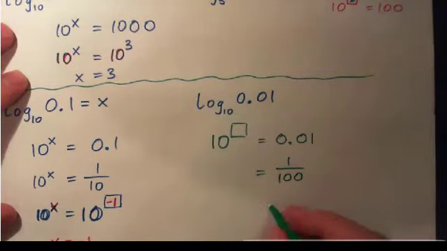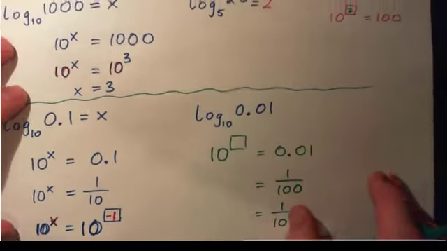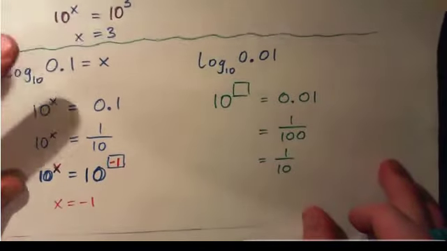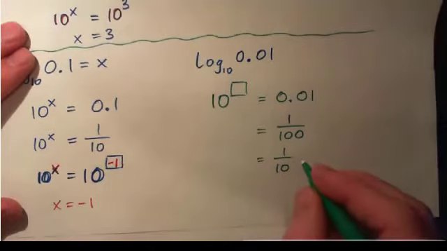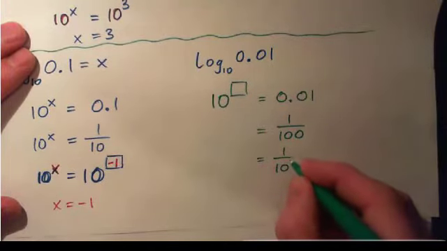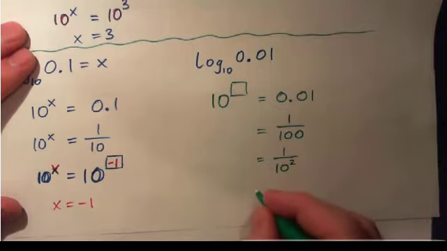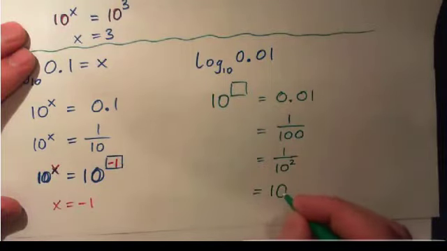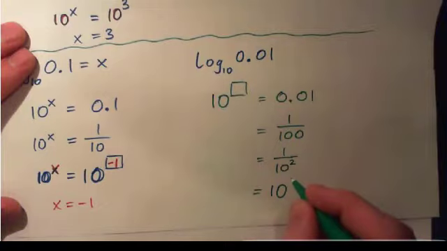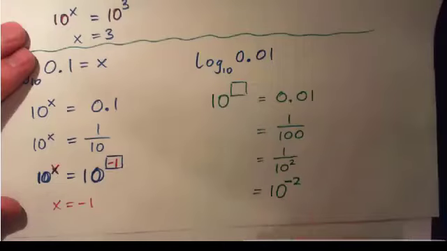And 1 over 100 is 1 over 10 to the power of what? 10 to the power of what gives 100? 10 to the power of 2, isn't it? And 1 over 10 squared is 10 to the power of what? Ten to the power of negative 2, isn't it? 1 over 10 squared is 10 to the power of negative 2, right?